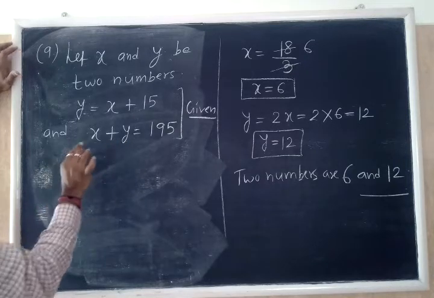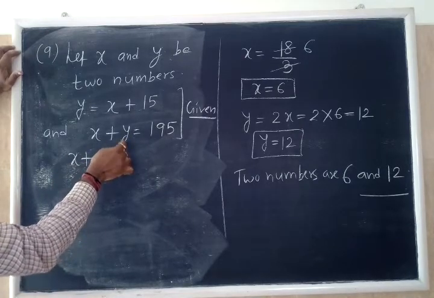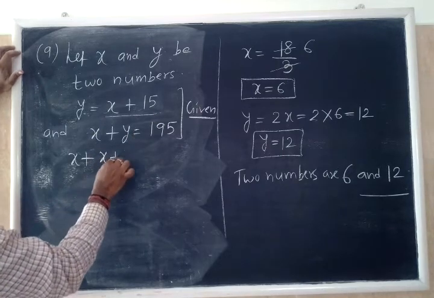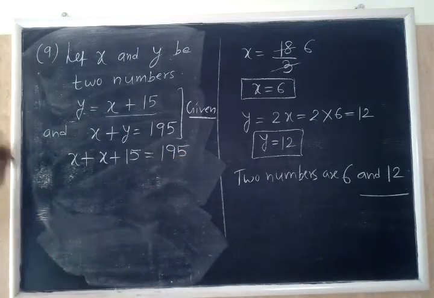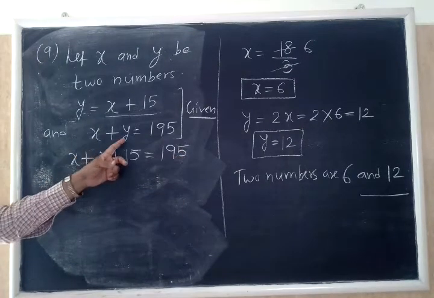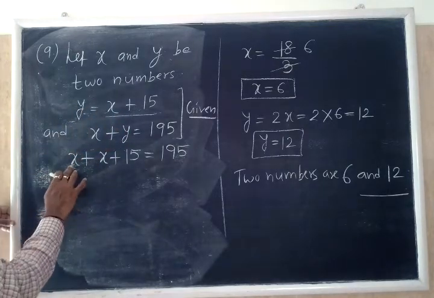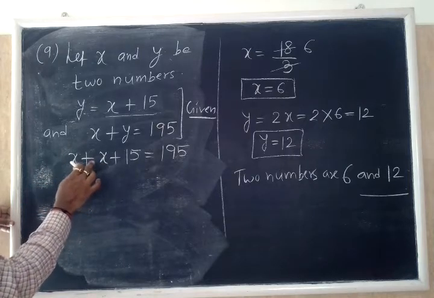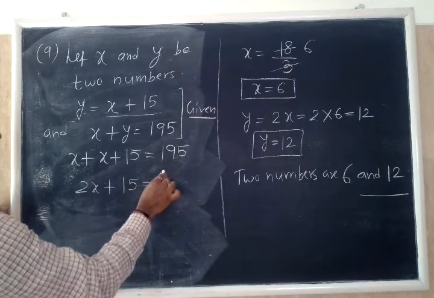Both the numbers. So x plus what is y? In place of y, I will write x plus 15. So x plus 15 is equal to 195. Are you getting it? So one number is x, the other is y. Y is 15 more than the other number. So x plus x, what is x plus x? X means 1x, so 2x. 2x plus 15 is 195.